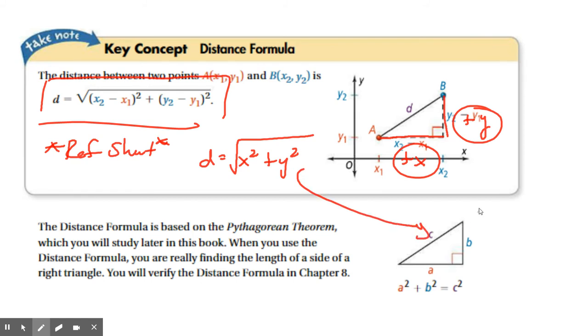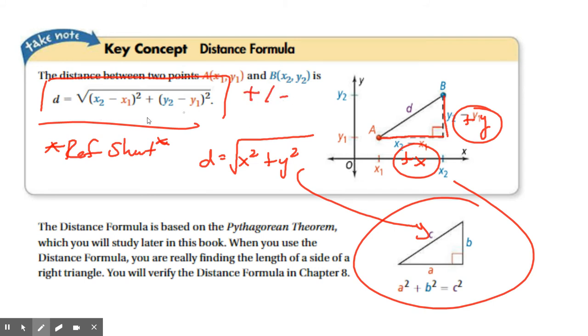And remember, that is directly based off of the Pythagorean theorem. So again, recall that. You can just use the formula. Just be careful of your positive signs and your negative signs. Don't get them confused. Remember that when you have a negative number and you square it, if you put it in parentheses, it'll turn positive.